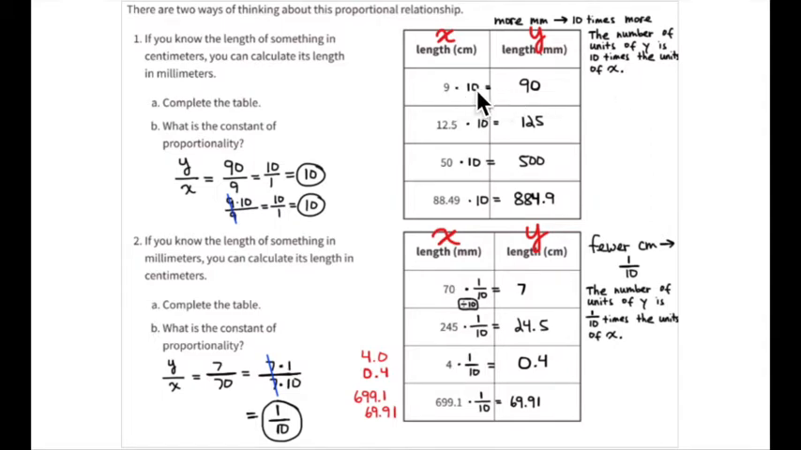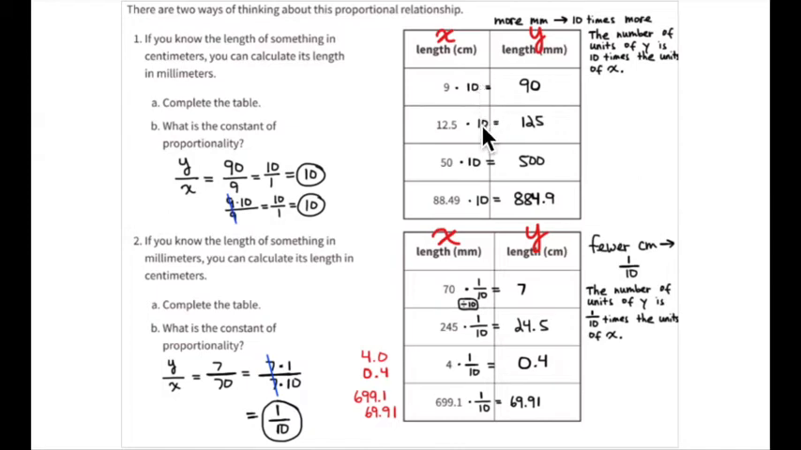So 9 centimeters times 10 is going to tell you how many millimeters that is. 9 times 10 is 90. 12.5 times 10 is 125. 50 times 10 is 500 millimeters. So again, millimeters is smaller, so you need 10 times more millimeters to cover that same distance as 50 centimeters. So y is equal to 10 times the number of centimeters you have. And 88 and 49 hundredths centimeters, 10 times that is 884 and 9/10 millimeters.